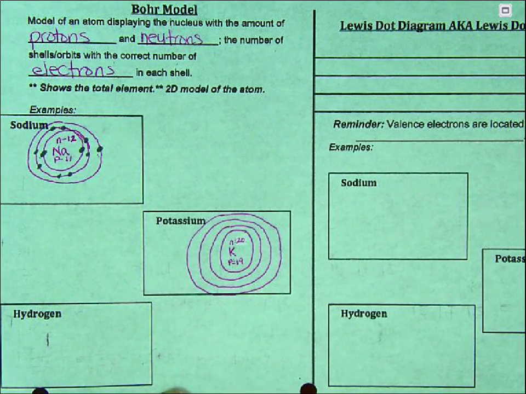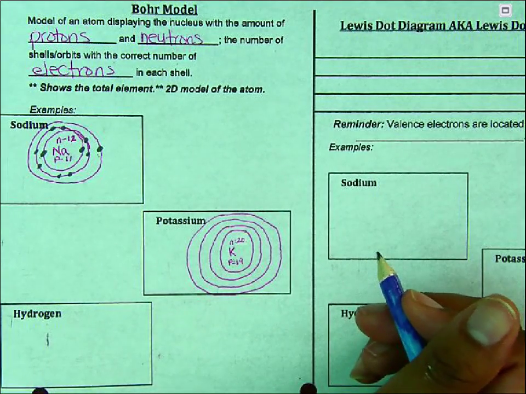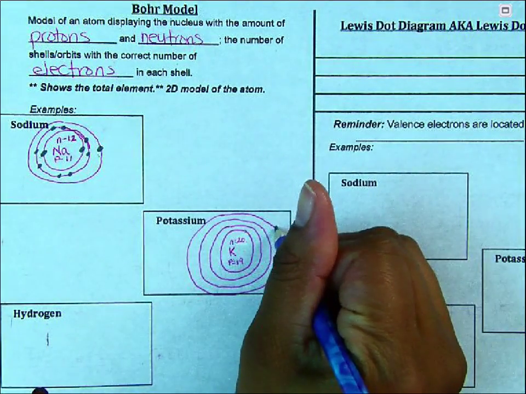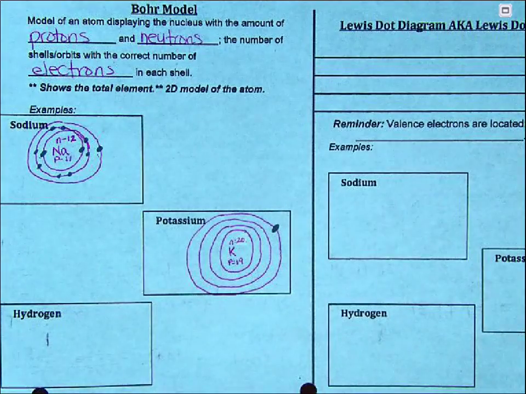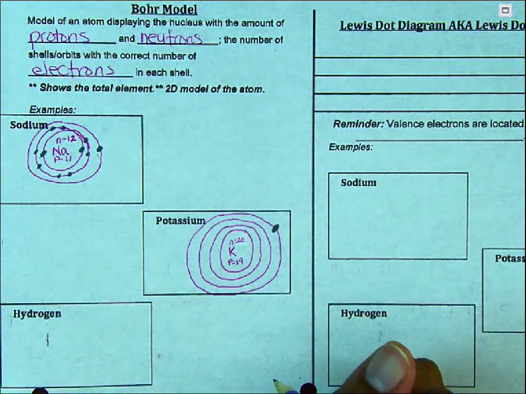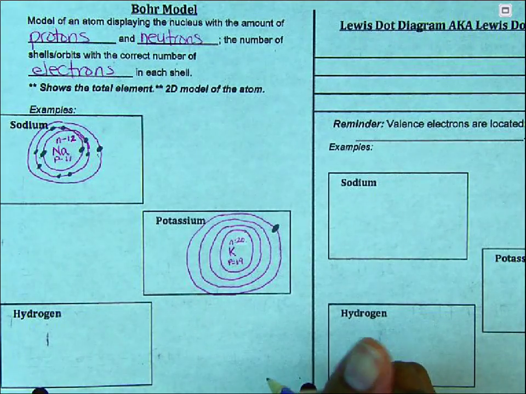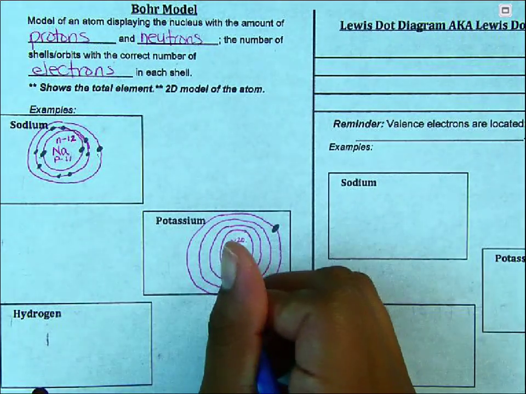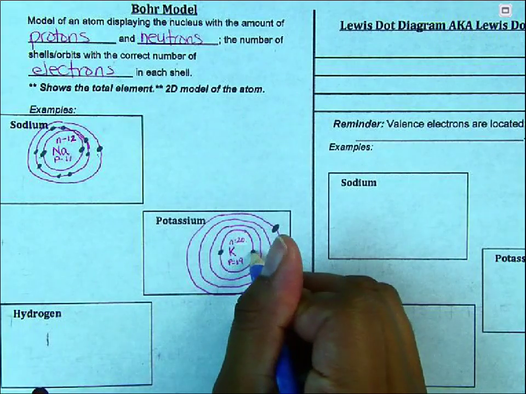Families, with some of the properties, are found vertically. What group number is potassium in? 1. So how many valence electrons should it have? 1. How many total did I tell you can go in the first shell? 2. Only 2.